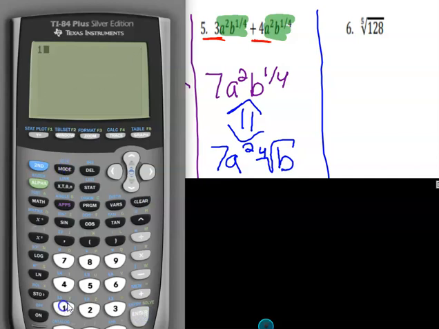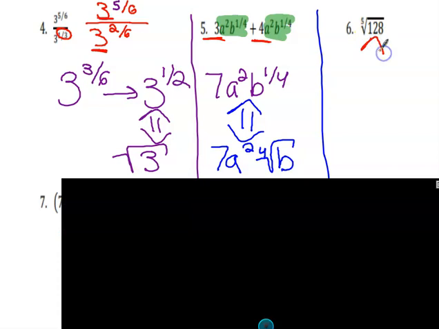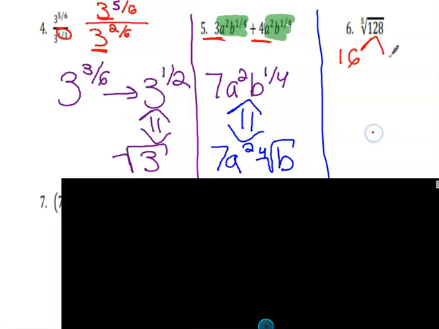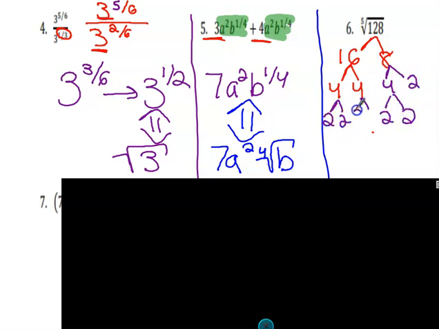So 128, what goes into 128? Okay, well, I know 2 goes in, it's even. Let's see if 4 goes in. Okay, wow. Well, we could even go even further. What about 16? All right, so what goes into 128? 16 and 8, all right? Then I'm going to keep unpacking. Okay, so 4 and 4. 8 is 4 and 2. 2 and 2. So I'm going to keep going until I get prime numbers.